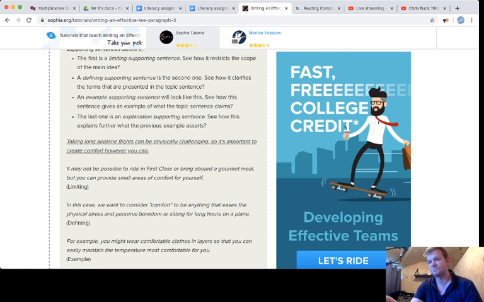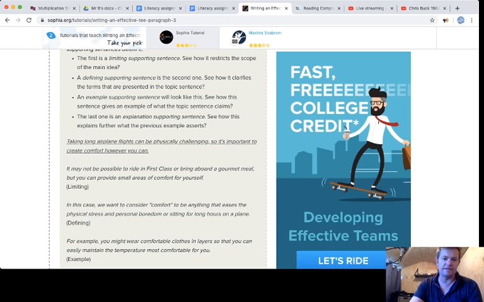So it's just making it more realistic, because their main topic says taking long airplane flights can be physically challenging, so it's important to create comfort for yourself. Well, the easiest way to create comfort would obviously be to fly first class and have a chef come with you, or have your own plane, but that's not possible all the time. So that first sentence that they're using, and you might not choose to use one like that, is just limiting it and bringing it into the real world just a little bit.